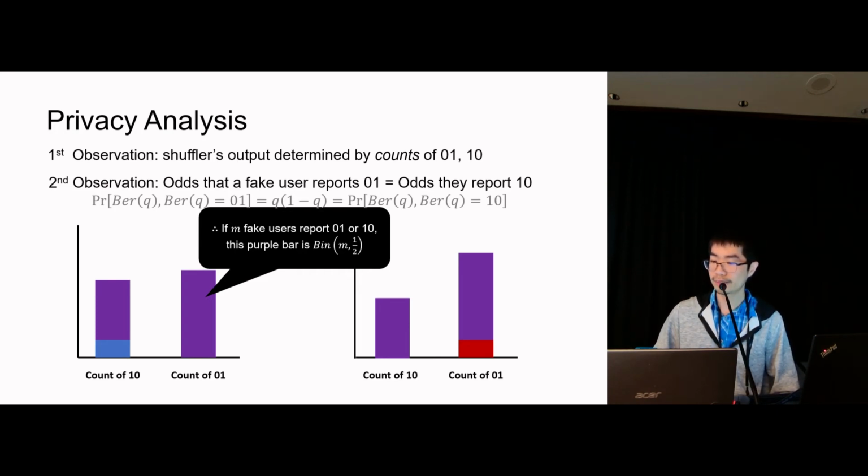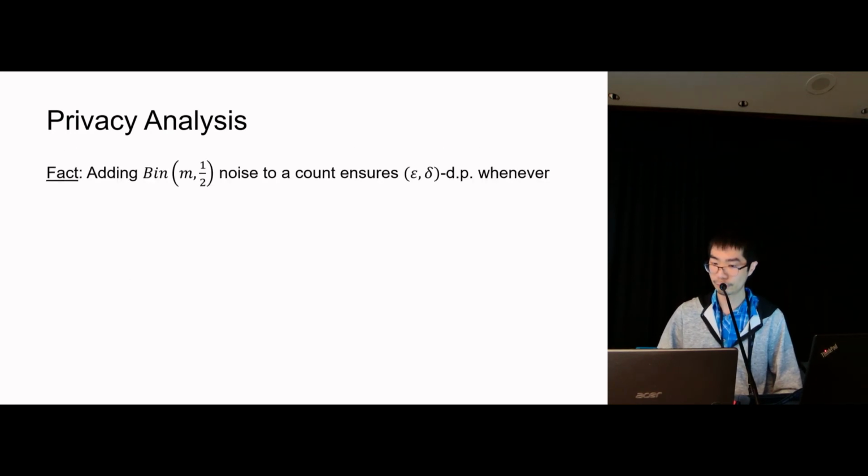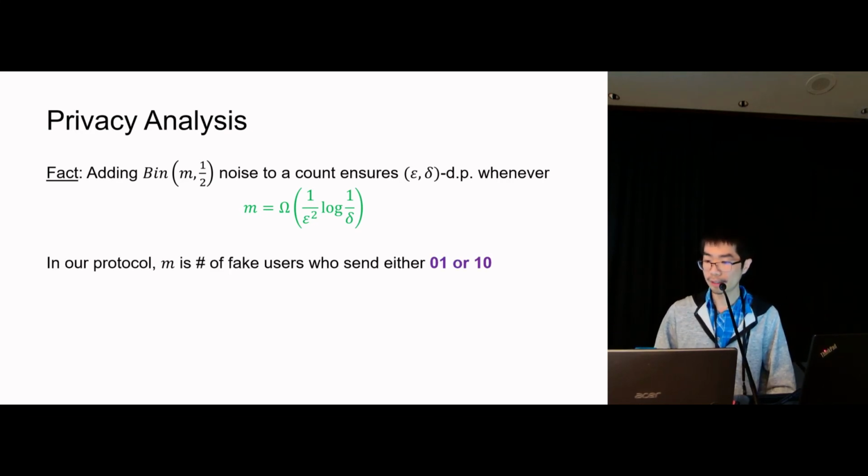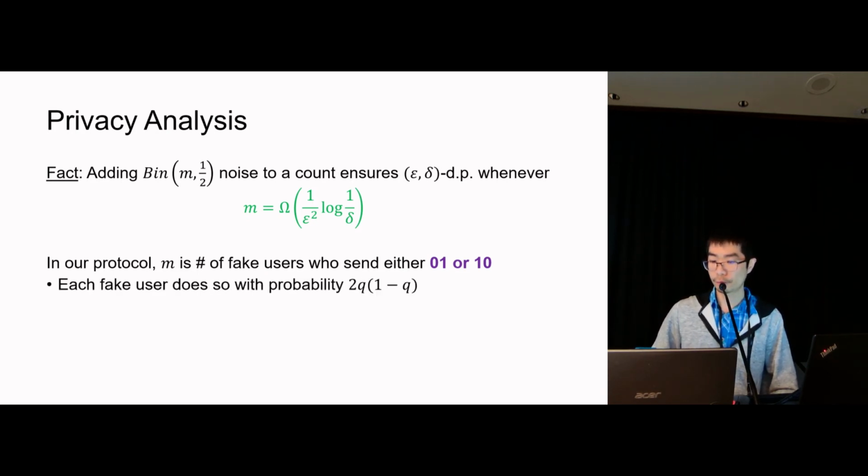So why is this interesting? Well, adding this noise to a count ensures differential privacy whenever this m parameter is large relative to privacy parameters. So all we have to do is ensure that m is large. In our protocol, recall that m is the number of fake users who send either 0, 1 or 1, 0. This happens with a known probability for each fake user. We can just look at the distribution that we created earlier.